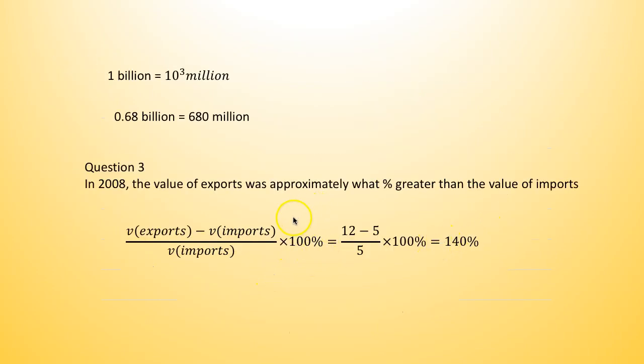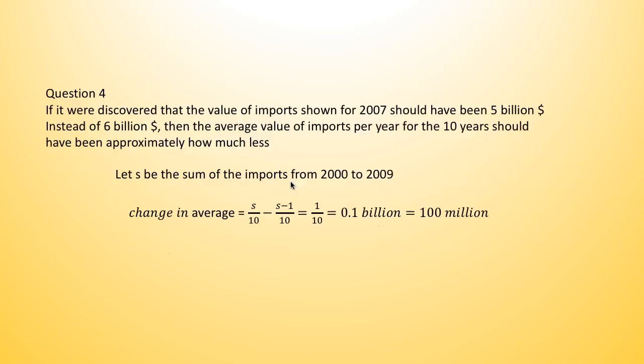So we are comparing the value of exports with the value of imports. We are asked to check that the value of exports was approximately what % greater than the value of imports. So that would be 12 minus 5 by 5 into 100%, which is 140%. So the value of exports was approximately 140% greater than the value of imports.